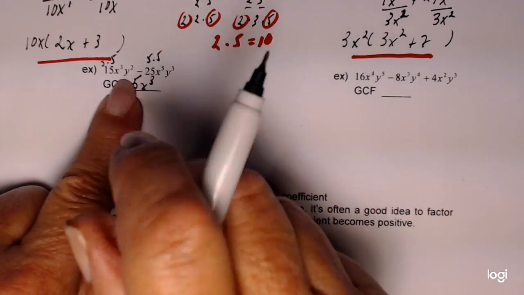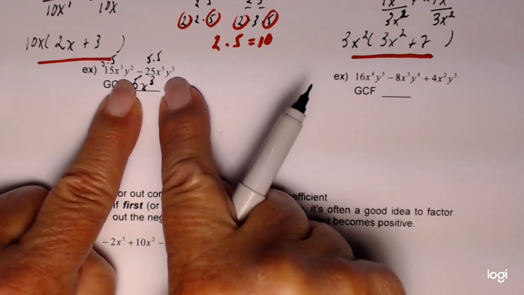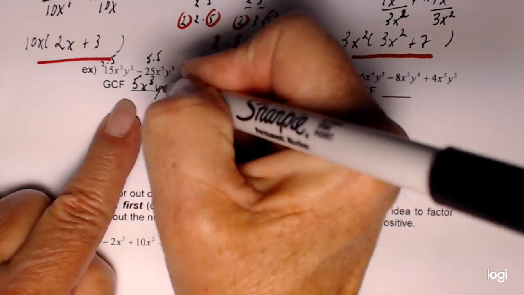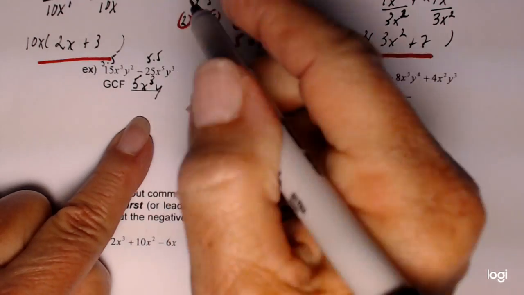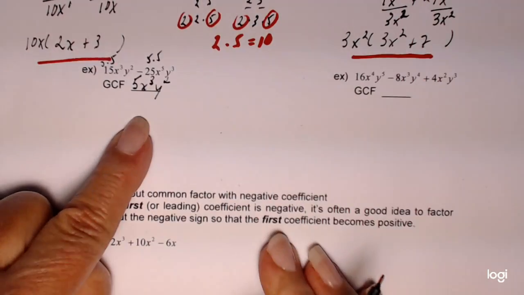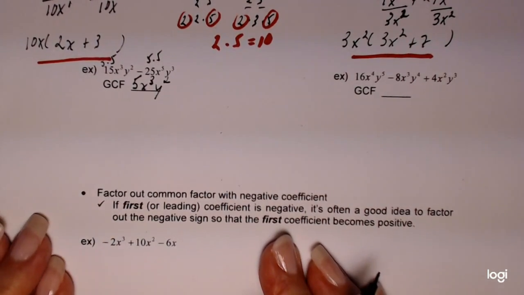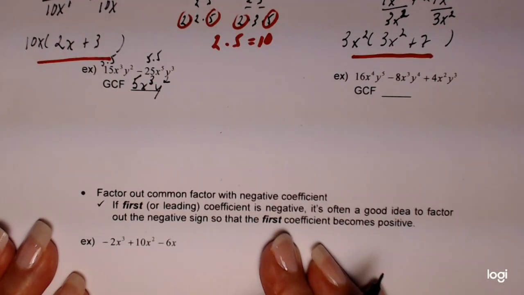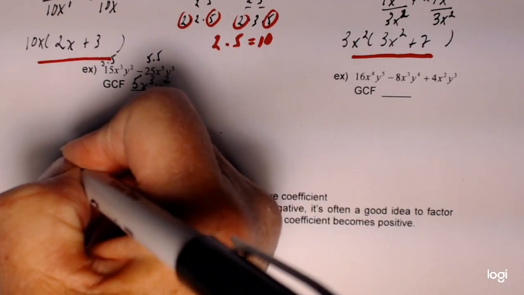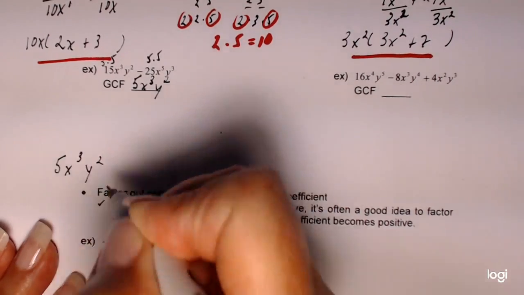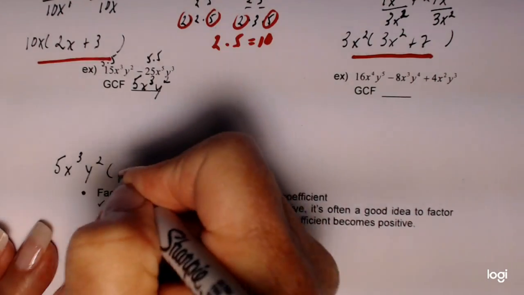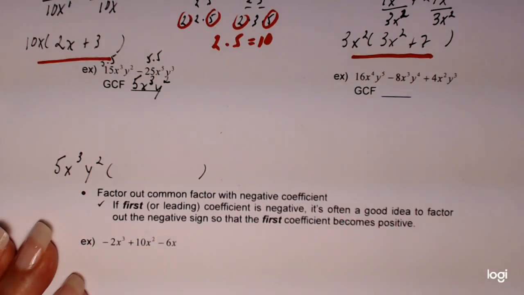Now let's take a look at the y variable. We have y squared and we have y cubed. y squared, y cubed for greatest common factor. It's the y squared that we're able to use. So there is our greatest common factor. Again, our answer is going to be 5x cubed y squared, the greatest common factor, and then the parentheses, what we have left after the division.